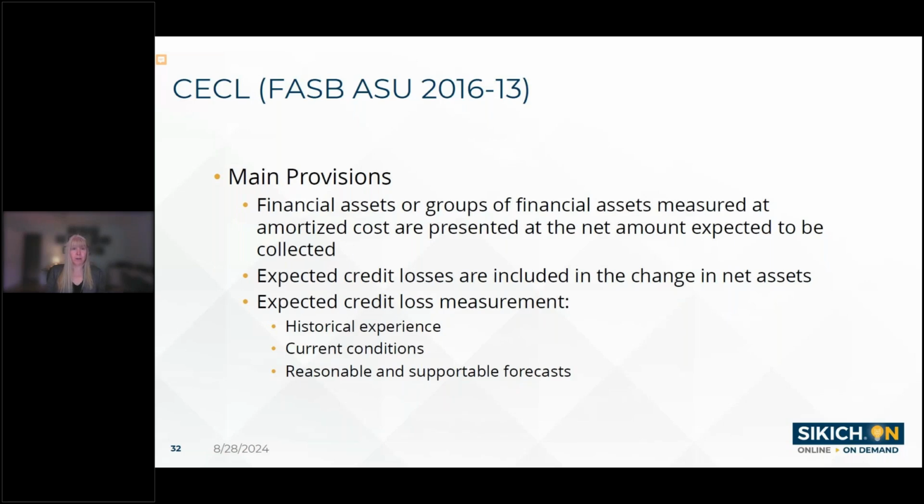So the allowance for credit losses will be disclosed on the face of the statement of financial position. And then any change in the expected credit loss is going to flow through the statement of activities in the change in net assets. So similar to how changes in the allowance for doubtful accounts are currently presented, that change in the expected credit loss also falls out in the statement of activities through the change in net assets. The measurement of expected credit losses will have three components: historical experience, current conditions, and reasonable and supportable forecasts. And I'll break those down in the next slide.